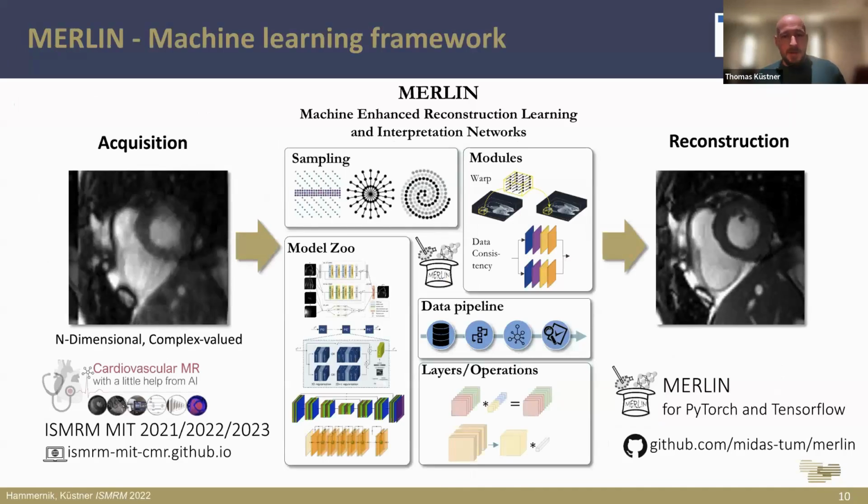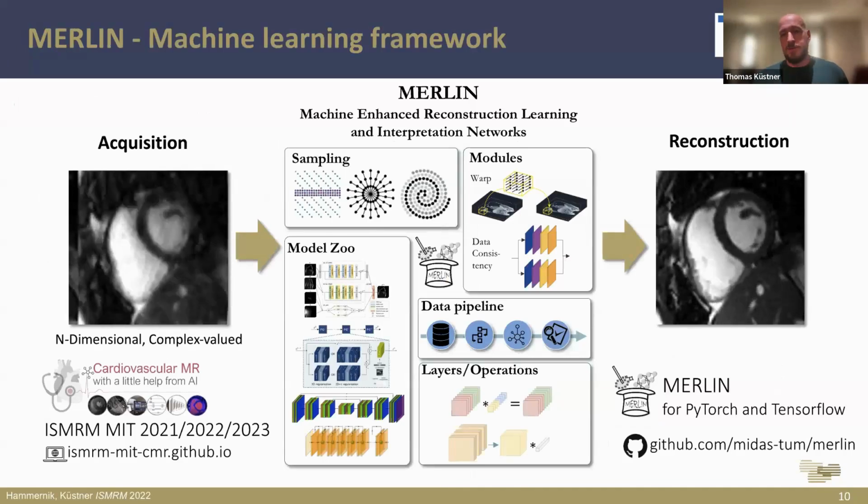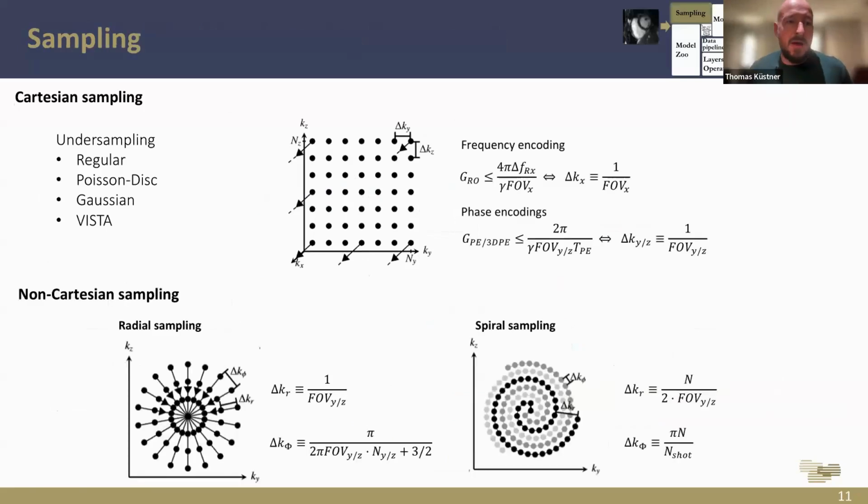The next package I want to talk you through is the different sampling trajectories that we have in there. We have different Cartesian sampling flavors that you can try out: regular undersampling, Poisson undersampling, Gaussian or Vista undersampling with different parameterization of these codes respectively, and also some radial and spiral sampling trajectories, also with regridding to a Cartesian grid if necessary.